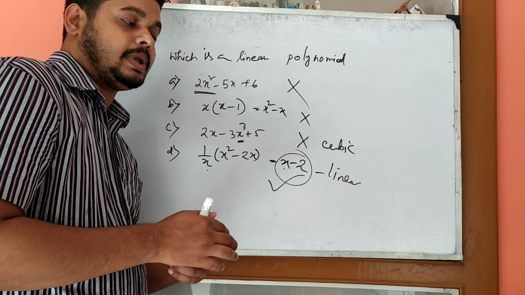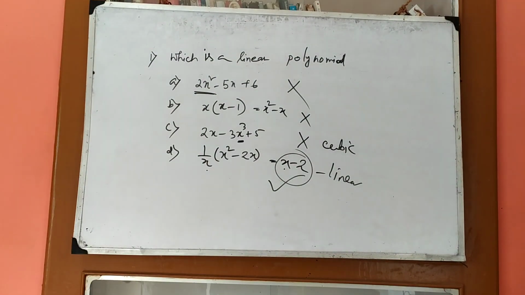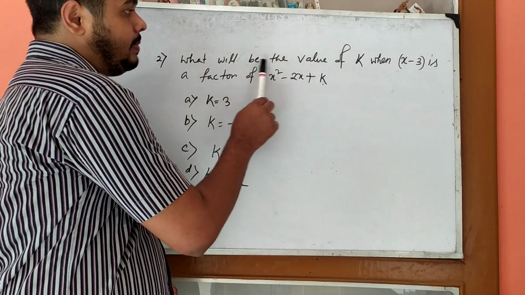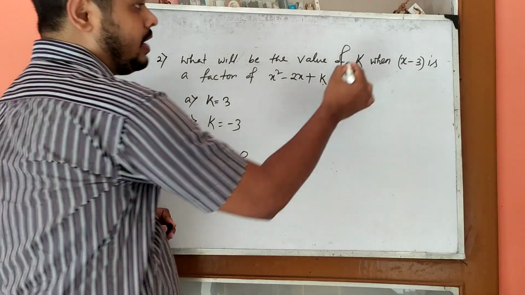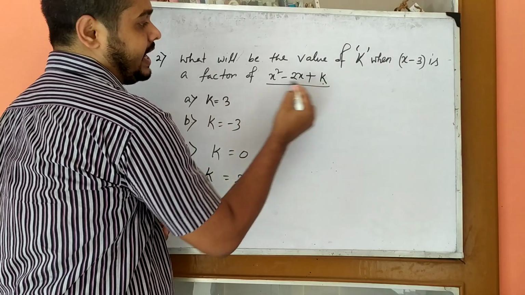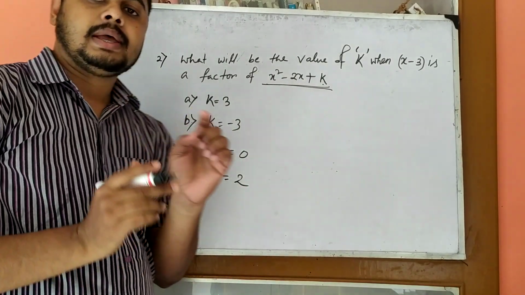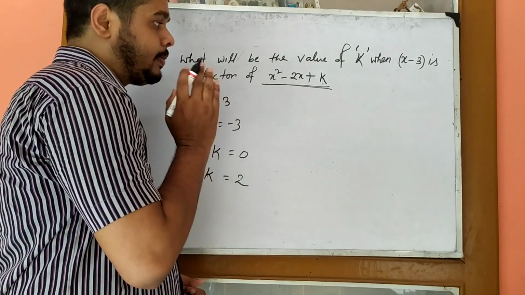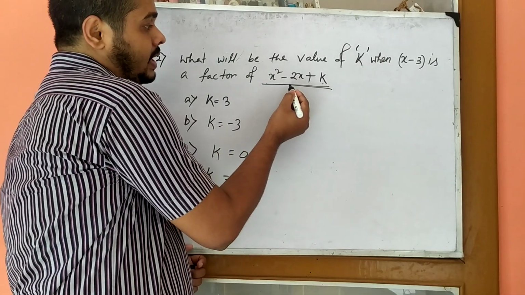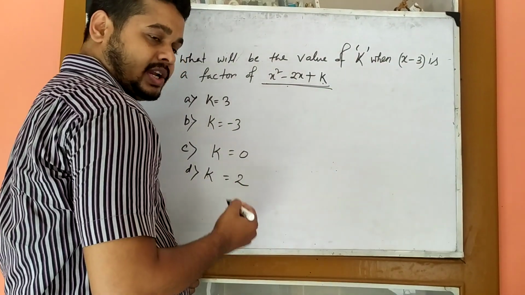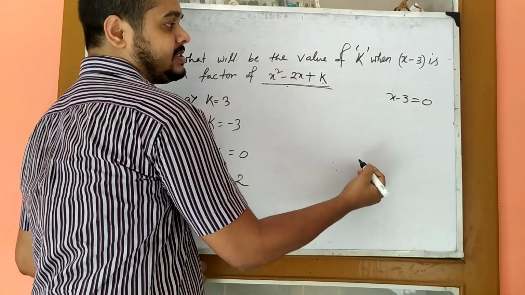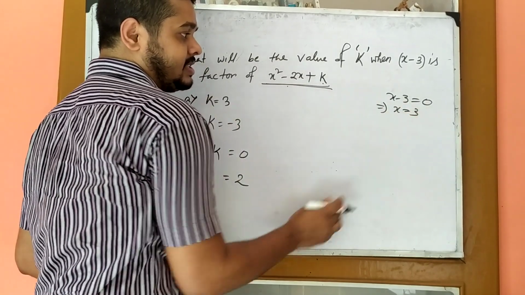Now the next example I am giving. Second question: what will be the value of k when x minus 3 is a factor of the polynomial x square minus 2x plus k? This type of problem was already solved when the chapter was completed. Now x minus 3 is a factor. We know how to find the value of k. x minus 3 is a factor, that means x minus 3 equals 0. It gives us x equal to 3.